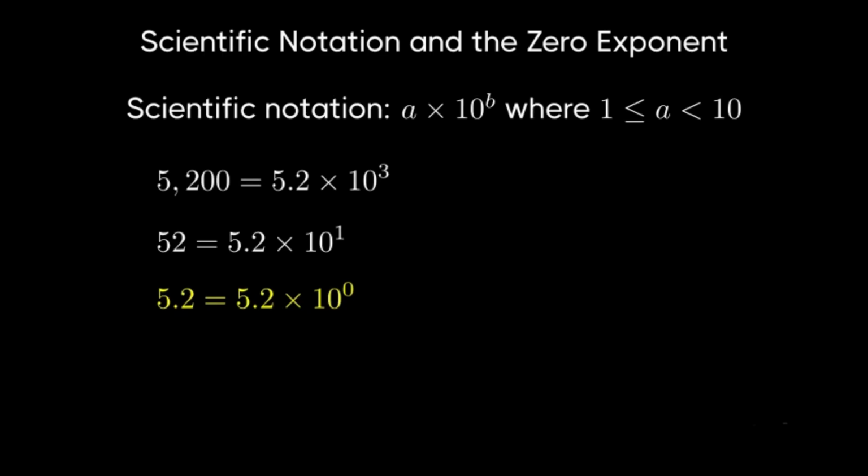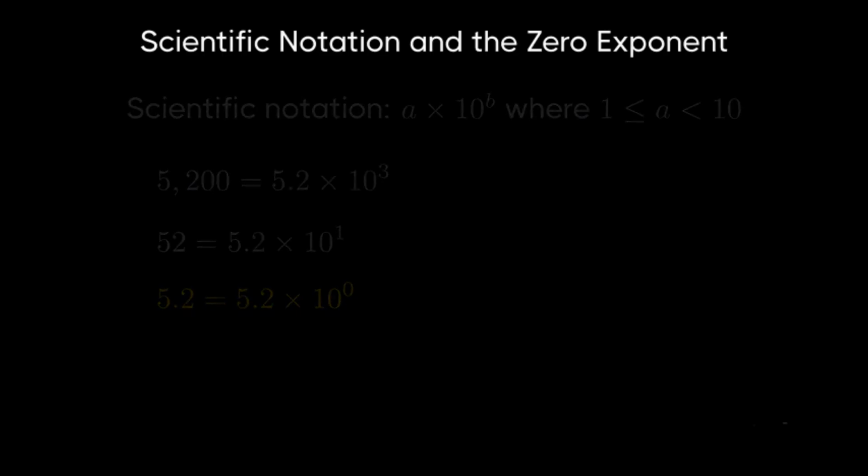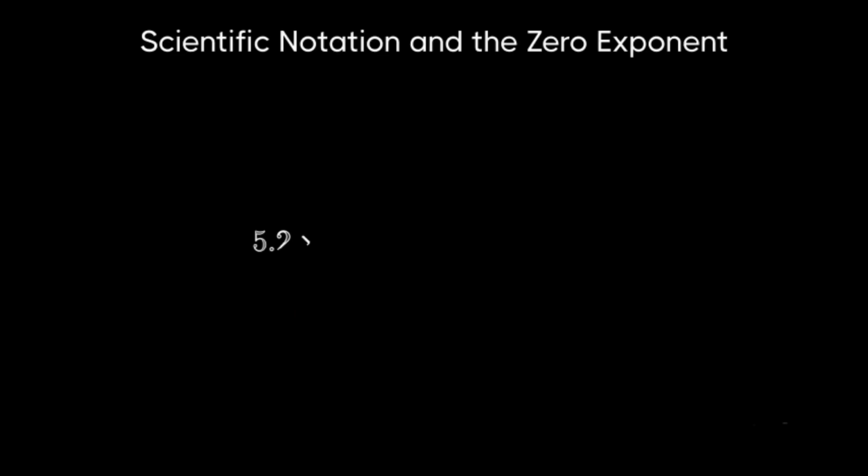Now, what about the number 5.2 itself? The decimal is already in the right position, but to maintain consistency in our notation system, we write it as 5.2 times 10 to the power of 0. This is where understanding the zero exponent becomes crucial. Let's look more closely at 5.2 times 10 to the power of 0. What does this mean mathematically, and why does it equal 5.2?